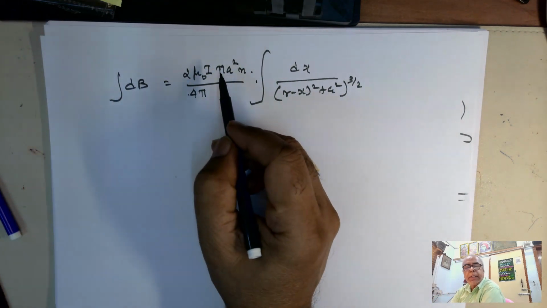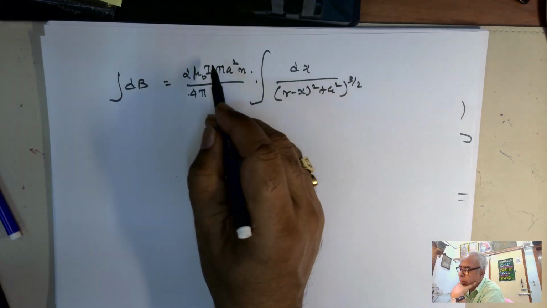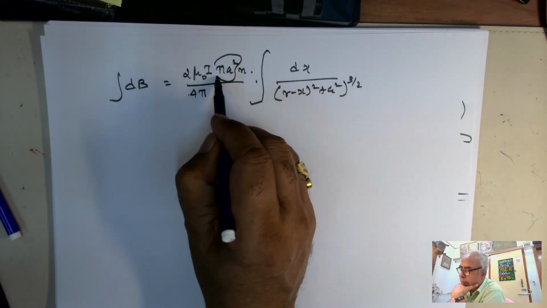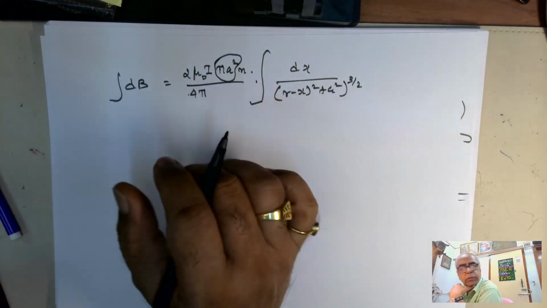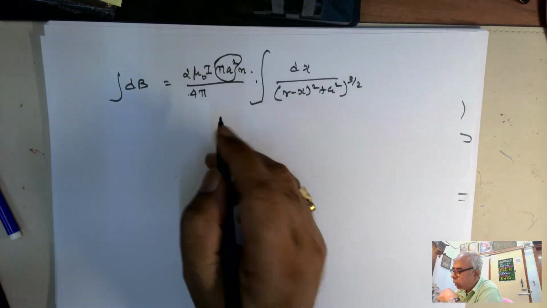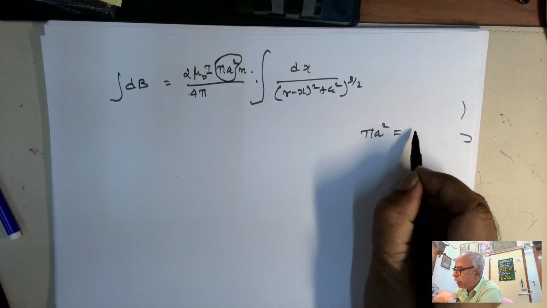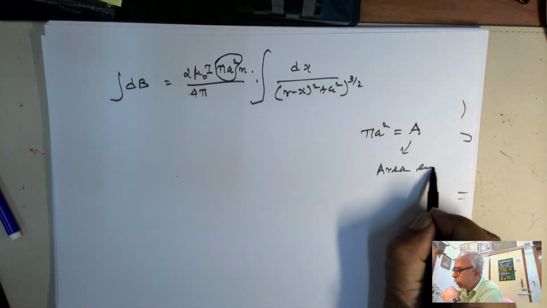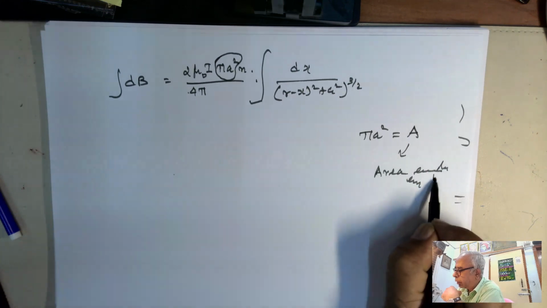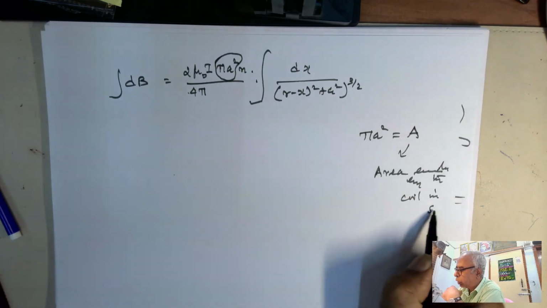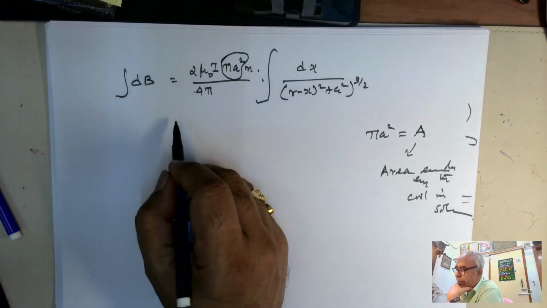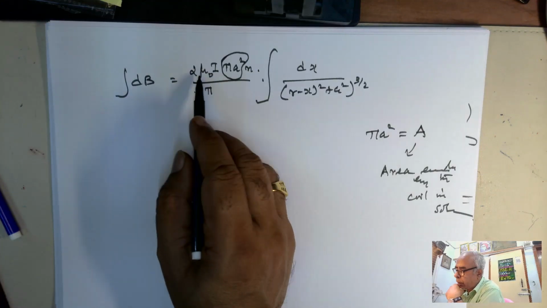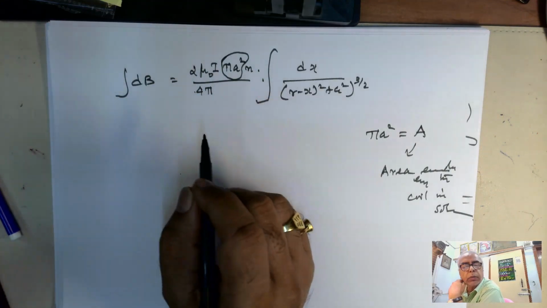Now this pi a squared is nothing but the area enveloped by the coil, or the area of the cross section of the solenoid. So pi a squared can be replaced by capital A, that is the area enclosed by the coil in the solenoid. Then you have I, and that's all.